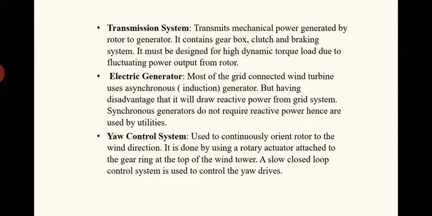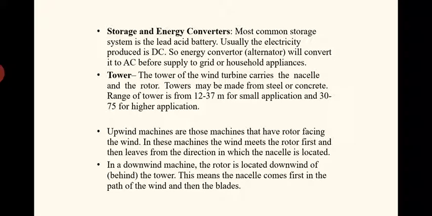It is used to continuously orient the rotor to the wind direction. It is done by using a rotary actuator attached to the gear ring at the top of the wind tower. A slow closed loop control system is used to control the yaw drives. Okay, that's all about the components of the wind turbine.